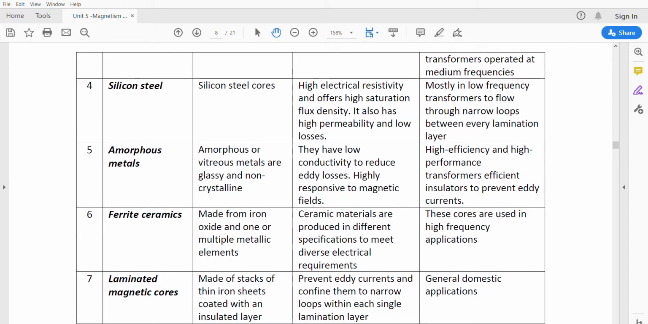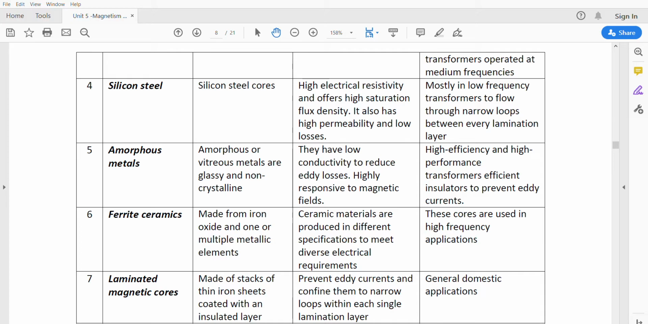So the next one is the silicon steel. Silicon steel cores also have high electrical resistivity and offer high saturation of flux density. It also has high permeability and low losses, mostly in low frequency transformers, to flow through the narrow loops between every lamination layer. And next one is the amorphous metals.